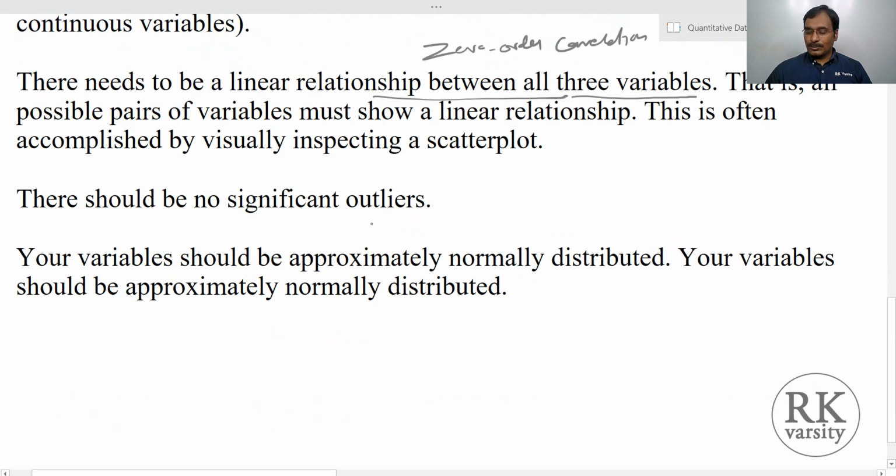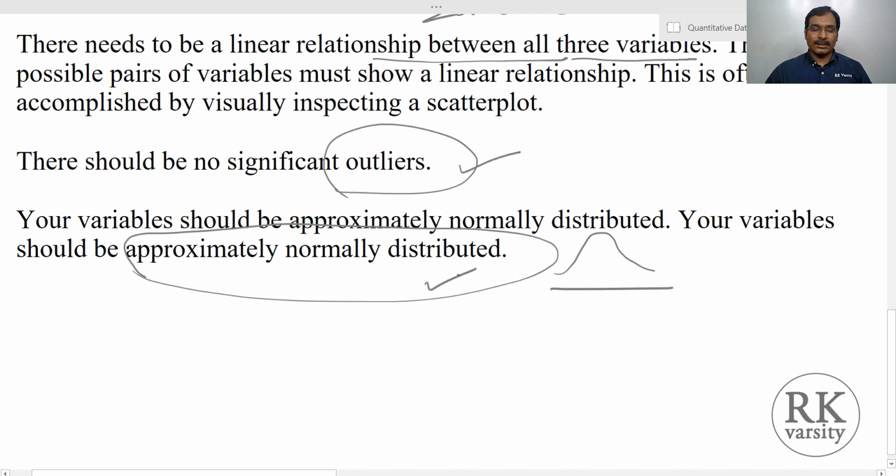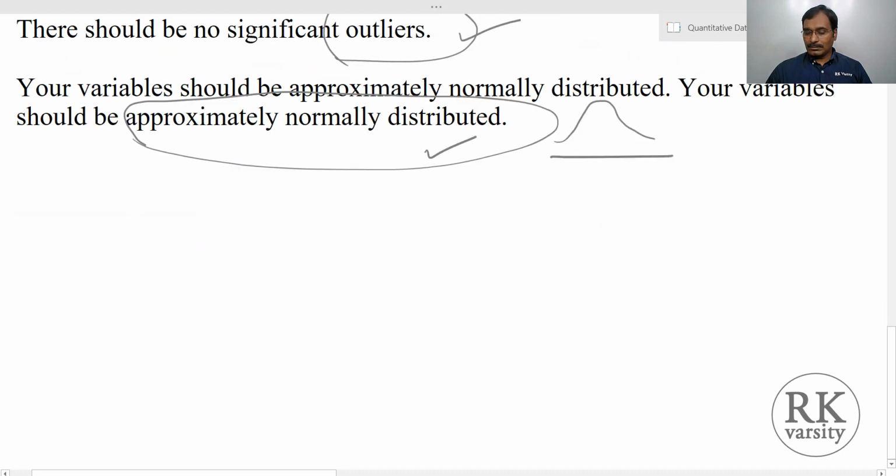Now there should be no significant outliers. This is a major assumption of any of the parametric statistical tests. Then the data need to be approximately normally distributed, so you have to have data with something like a bell shape. This is normality. While running a partial correlation, you first need to verify the outliers, then whether the data is normally distributed or not. Then you need to run the partial correlation.